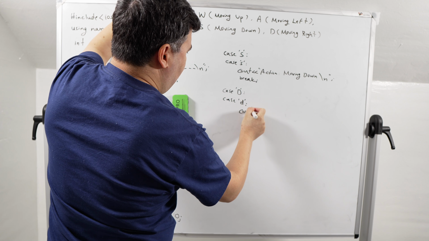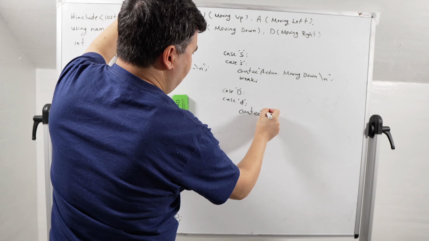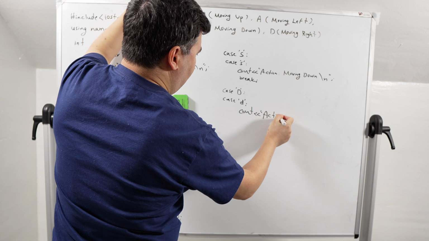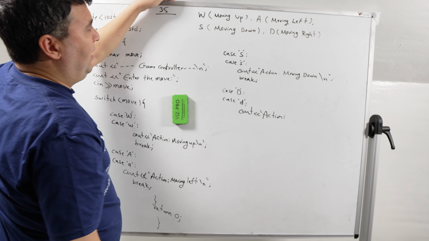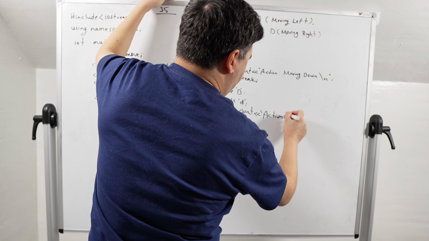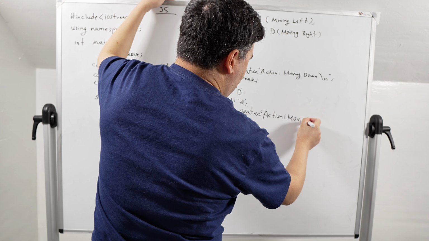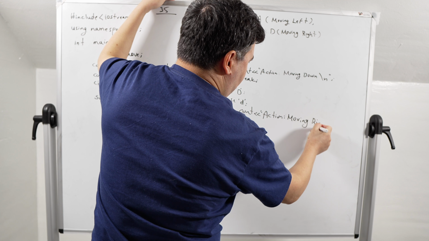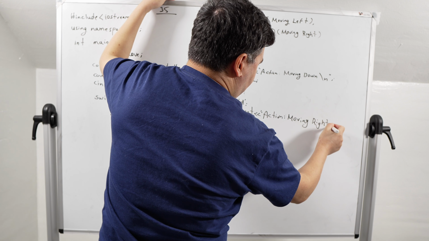then we cout action moving right. Action moving right. \n, quotation, semicolon, and then break.